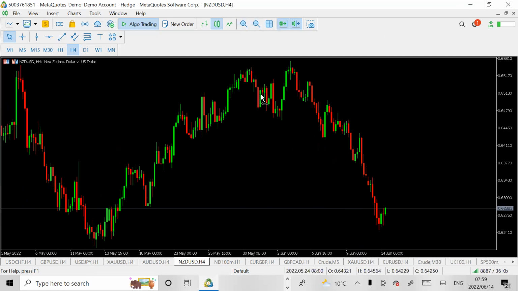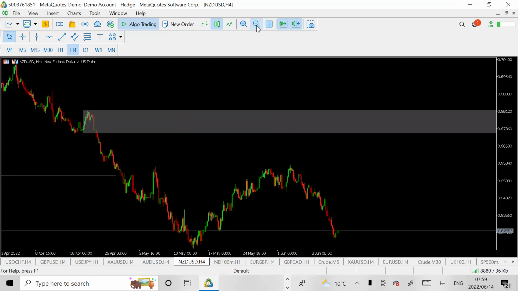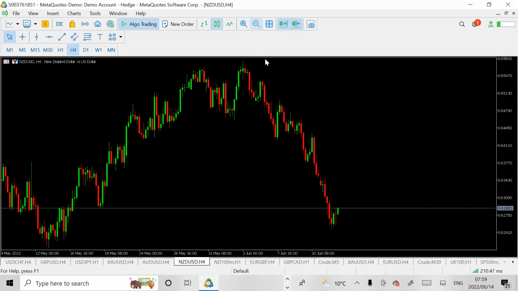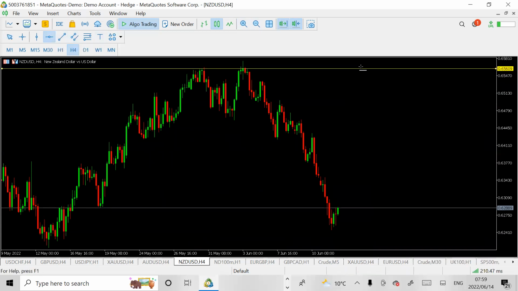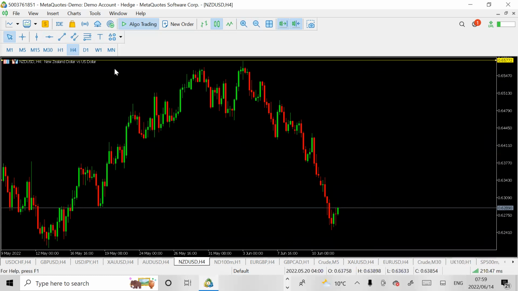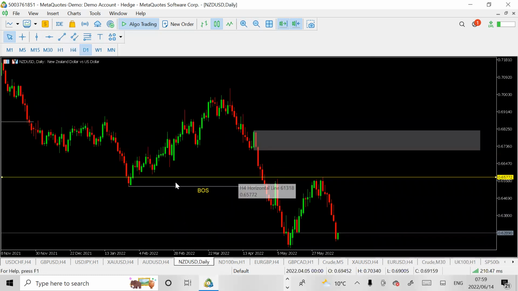So this is 4 hour. And what we see on 4 hour, there's a lot of break of structures. We had our key zone here. If we go back to daily, we can see this is our key zone where it broke the structure. There was an order block. Let me just mark it on daily so that you see.